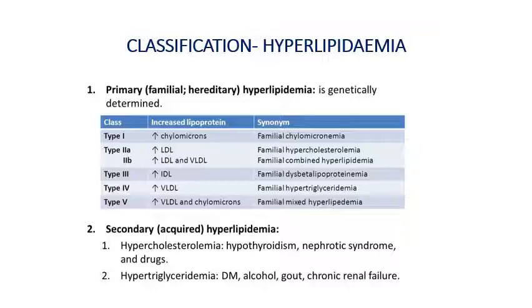Secondary hyperlipidemia is mainly acquired, so it is multifactorial or multigenic. Hypercholesterolemia occurs secondary to hypothyroidism, nephrotic syndrome, and drugs like beta blockers and corticosteroids. And you have hypertriglyceridemia, which may be due to diabetes mellitus, alcohol, gout, and chronic renal failure.